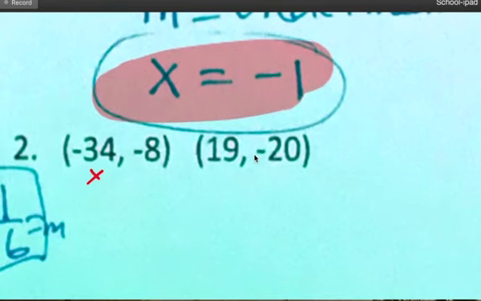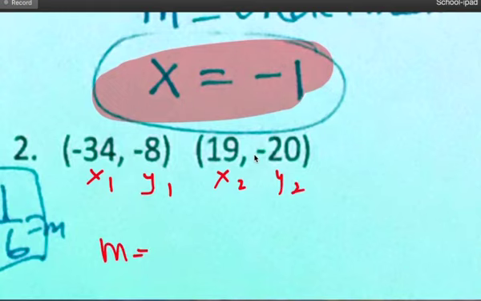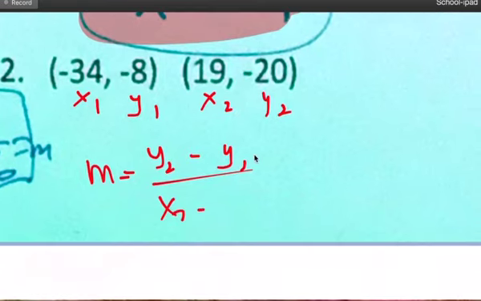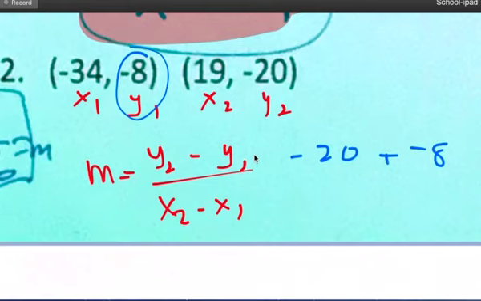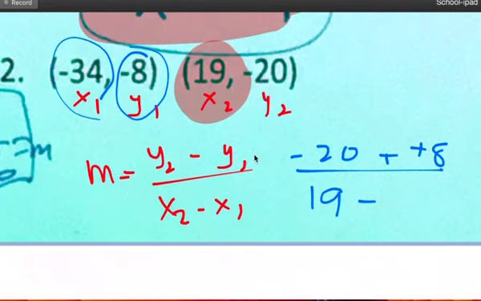Okay, this is x sub 1, y sub 1, first point, x sub 2, y sub 2, second point. So the equation for slope of a line, m stands for slope, is y sub 2 minus y sub 1, over x sub 2 minus x sub 1. So y sub 2 is -20 minus, oh, that's y sub 1 here, -8, plus, over x sub 2, which is 19, minus -34.